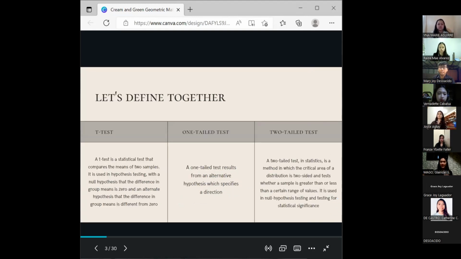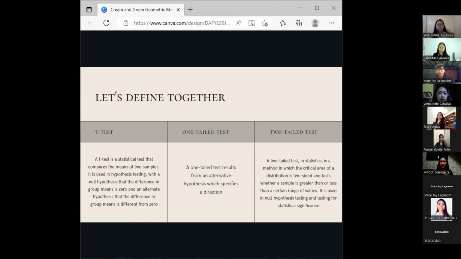Now, let's proceed to the next slide. Let's define together. T-test. It is a statistical test that's used when comparing the means of two groups or samples. It is used in hypothesis testing to determine whether a process actually has an effect on the population of interest, or whether two groups are different from one another.